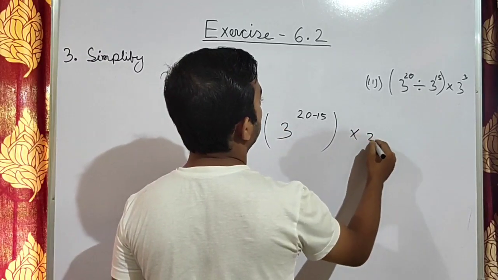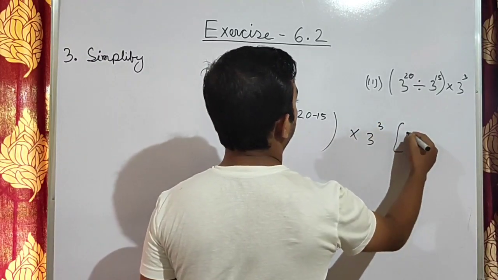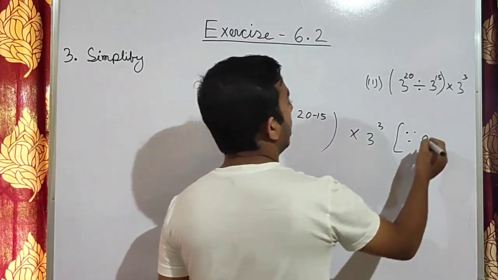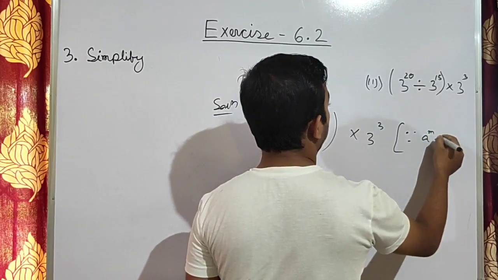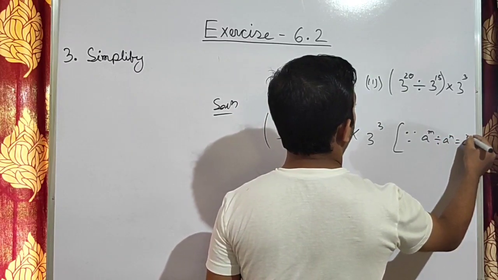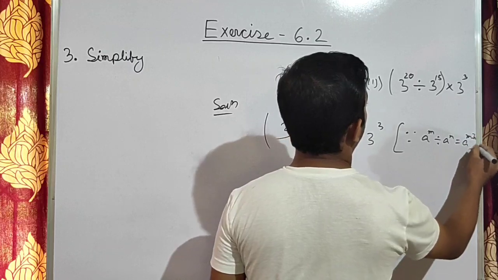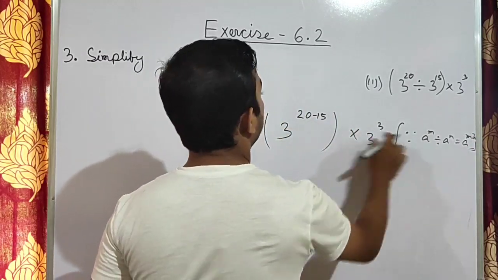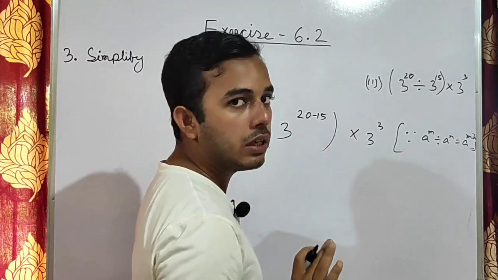Then into 3 to the power 3. In bracket we will write, since a to the power m divided by a to the power n equals a to the power m minus n. Clear? We will write this one in bracket because we have used this formula in this case. Clear? Okay.